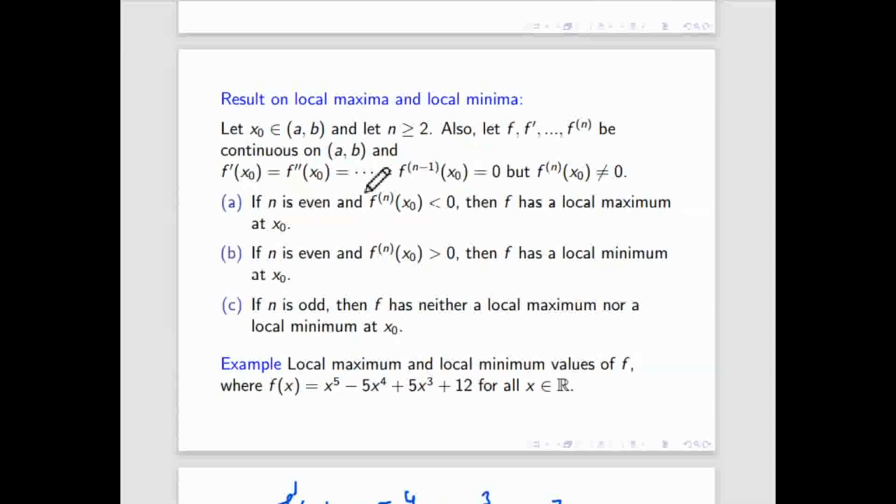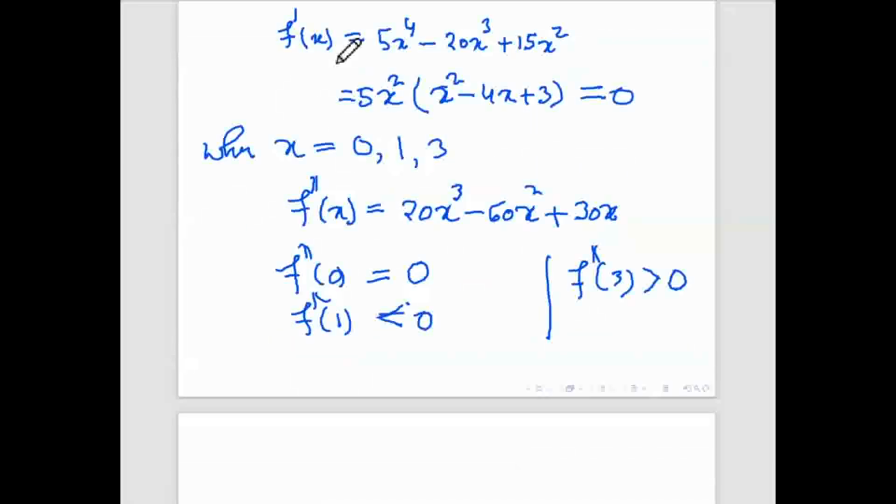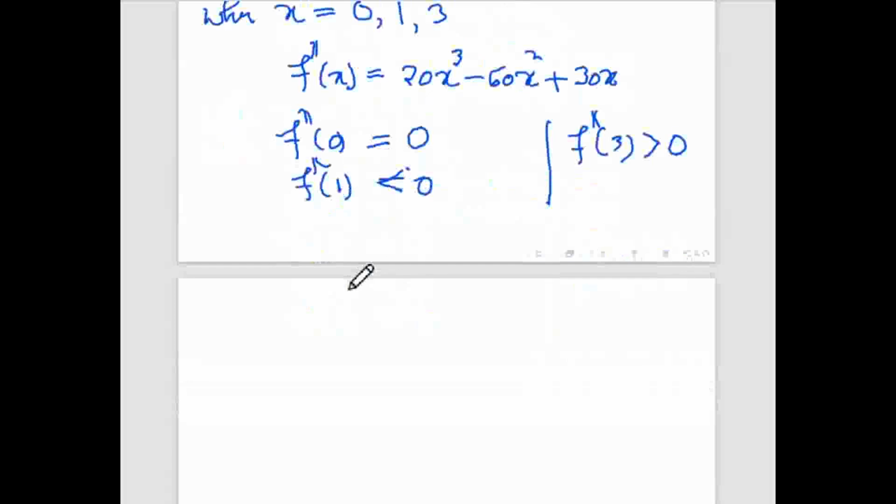If the fourth derivative is again 0, then we'll find the fifth derivative and check the sign of the sixth derivative. So the first derivative is 0, and the second derivative is also 0 at 0. Now we'll go to the third derivative. Because we cannot conclude by the first and second derivative, we will use the third and fourth derivative.